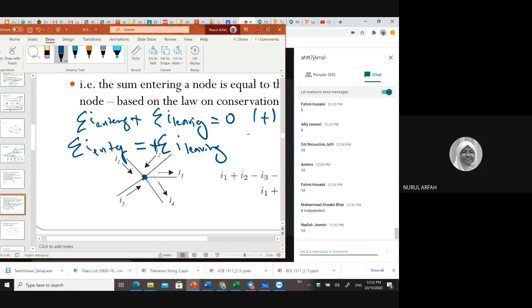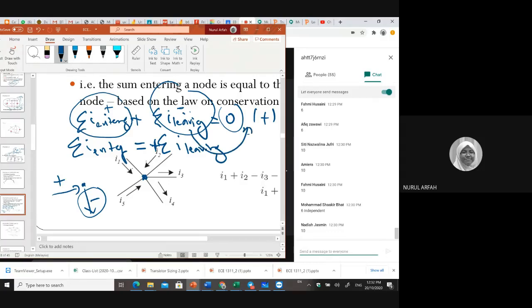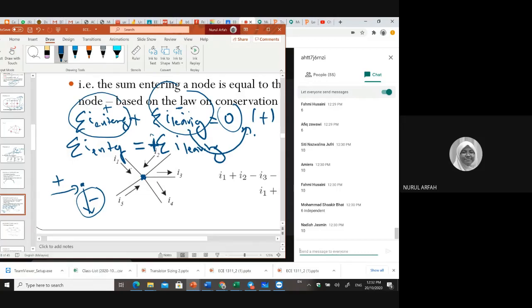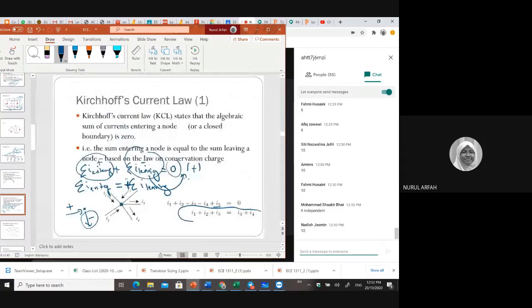Can you guess? If you say that entering this node is a positive, then leaving the node should be negative. So if this is a plus sign and this one is a negative sign, then the summation of all of them should be equal to 0, right? And if you bring this negative to here, you will get a positive sign. So I usually consider this part, not this one, because this one will confuse. So current entering should be equal to current leaving of that node.